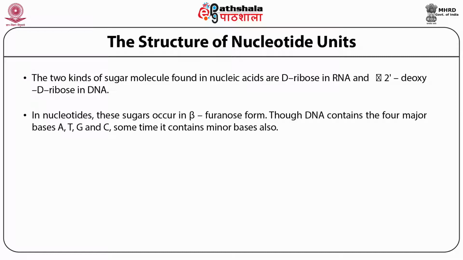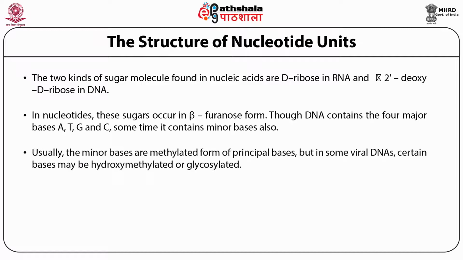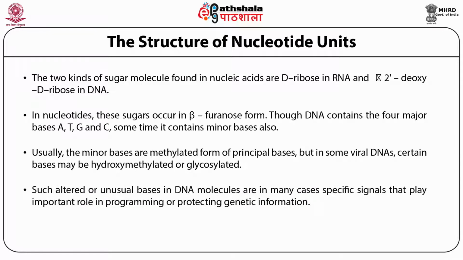Though DNA contains the four major bases A, T, G and C, sometimes it contains minor bases also. Usually, the minor bases are methylated forms of principal bases, but in some viral DNAs, certain bases may be hydroxymethylated or glycosylated. Such altered or unusual bases in DNA molecules are, in many cases, specific signals that play an important role in programming or protecting genetic information. Minor bases are also found in RNAs, especially in tRNA.